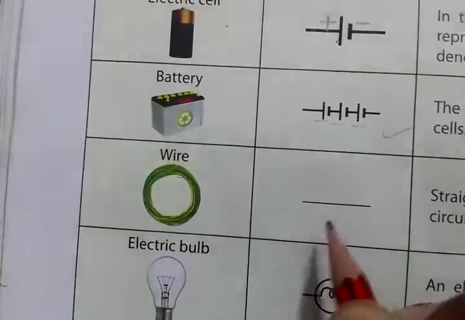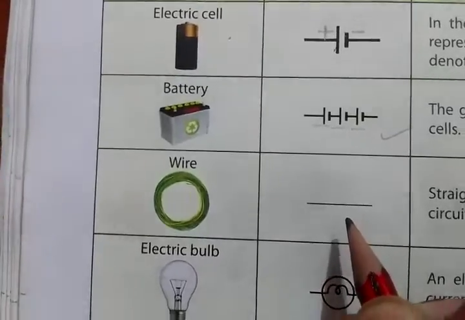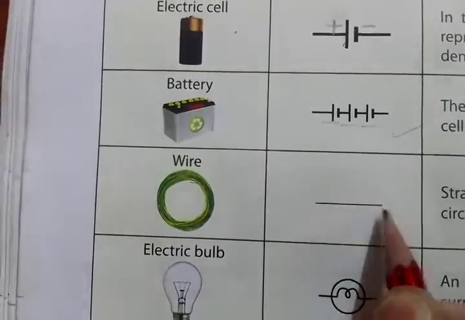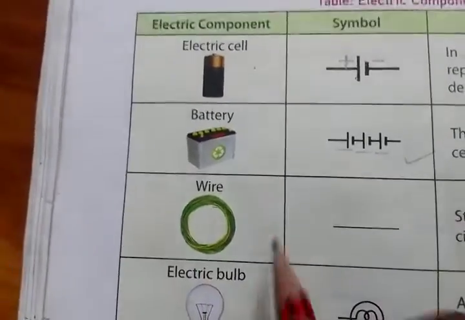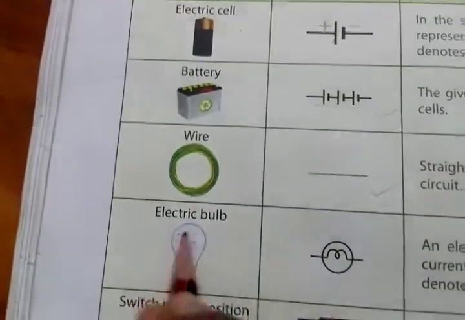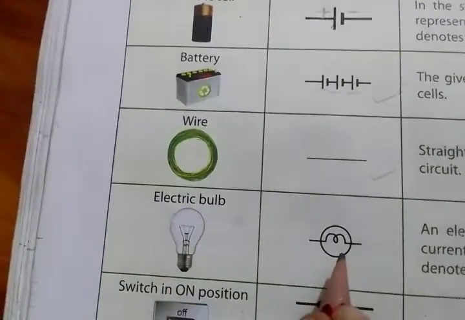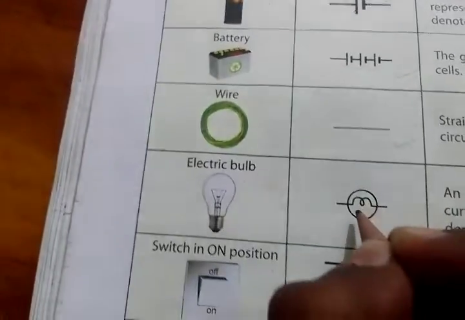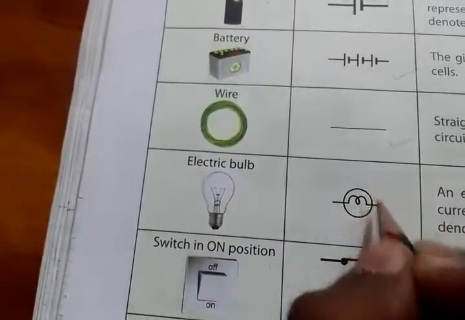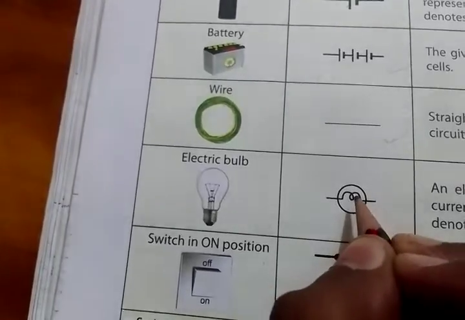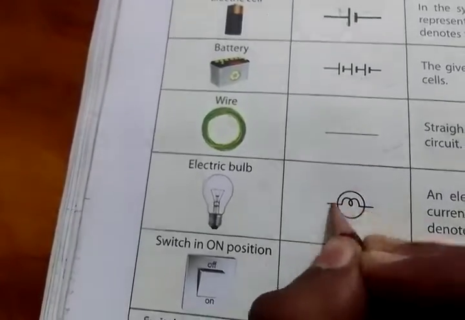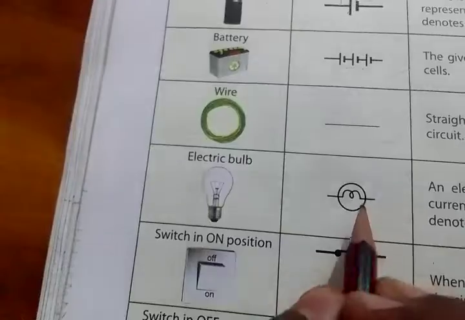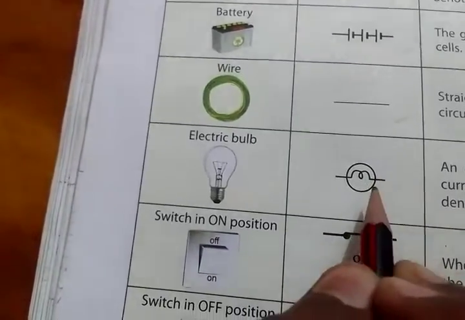Now third is wire. A straight line is used to denote the connecting wire in the circuit. So the straight line is used to denote the wire. Next is the electric bulb. An electric bulb contains a filament that glows inside the bulb. So the middle wire inside the bulb denotes the filament of the electric bulb.